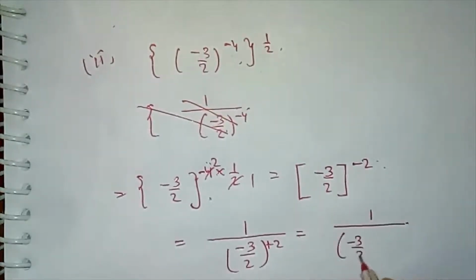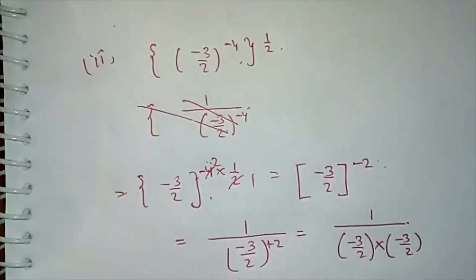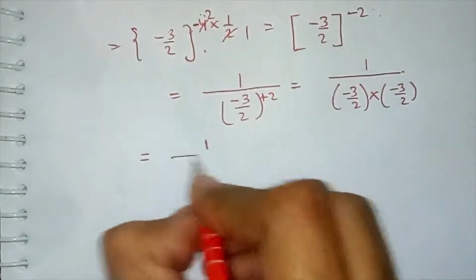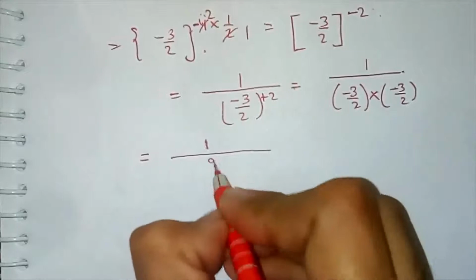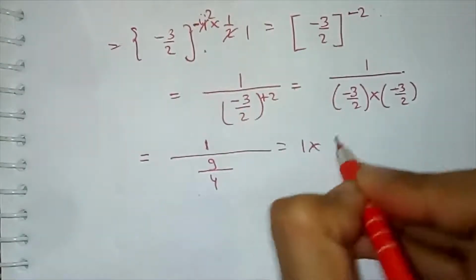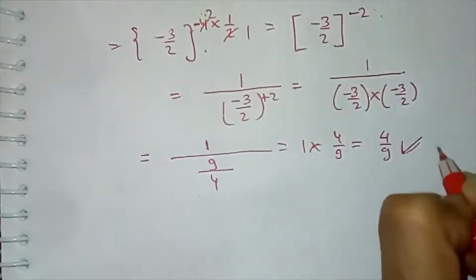Minus 3 by 2 into minus 3 by 2. We will get 1 upon minus 3 into minus 3 is 9, and 2 into 2 is 4. So 1 into 4 upon 9 is equal to 4 by 9. So it's the correct answer.